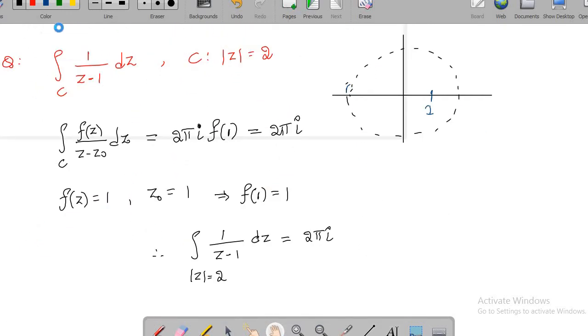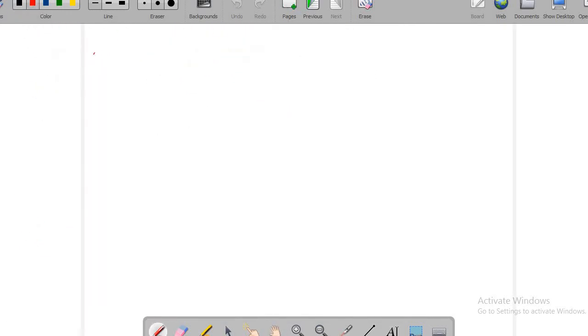Now let us solve one more problem to get more clarity. The next question: the integral of z into e power z by z square plus 1 into dz, where my curve is mod z minus 1 equal to 1. So this is my curve, and you need to integrate this function along this curve.